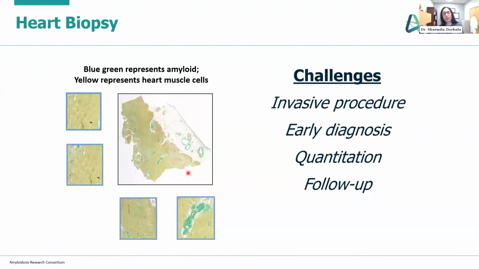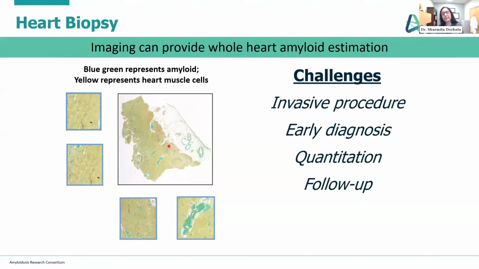So biopsy, although confirmatory, has some limitations in quantifying the amount of amyloid, and this is where imaging has an advantage. Imaging provides whole heart amyloid burden estimation. So it tells us not only amyloid in the heart, but with the newer techniques, we can measure amyloid in multiple organs within the body.